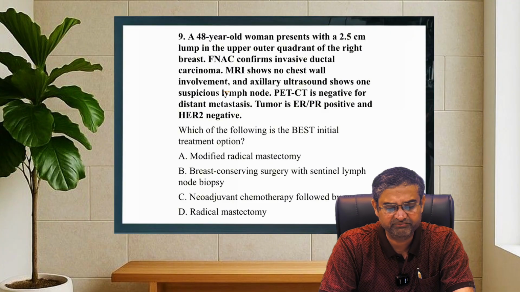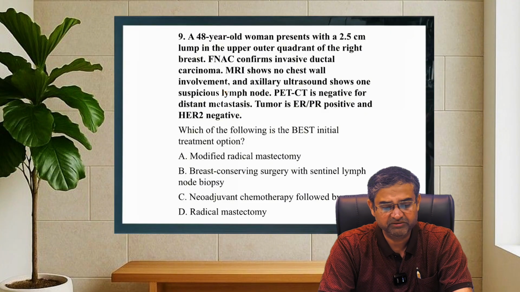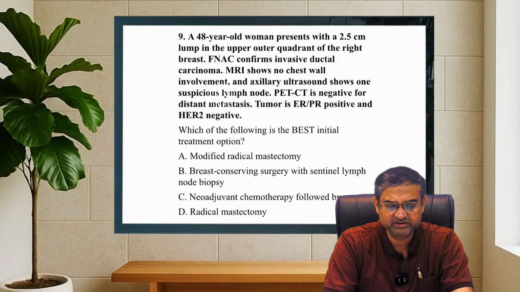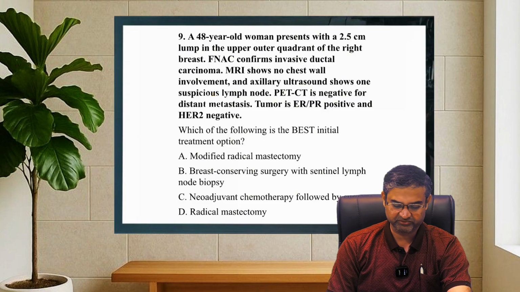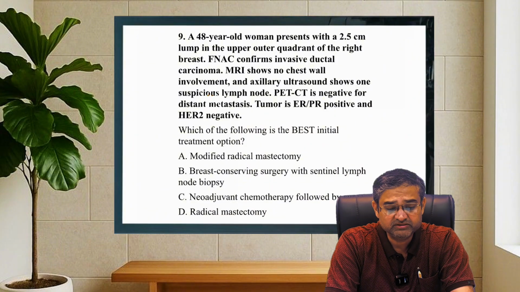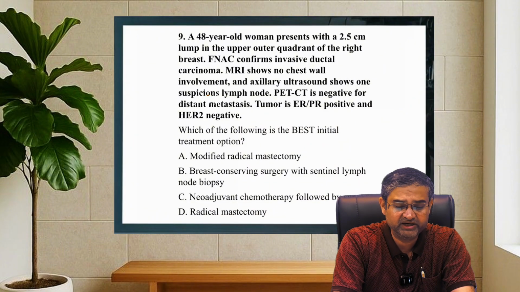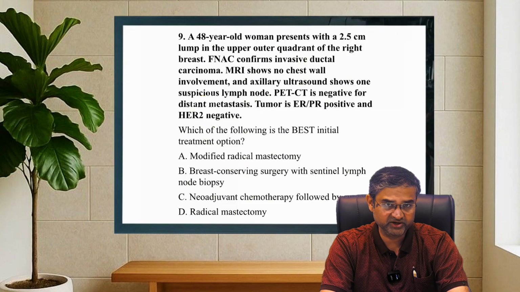Options are modified radical mastectomy, breast conservative surgery with sentinel lymph node biopsy, neoadjuvant chemotherapy followed by surgery, and radical mastectomy. So as per the new guideline, the answer for this question is breast conservative surgery with sentinel lymph node biopsy.